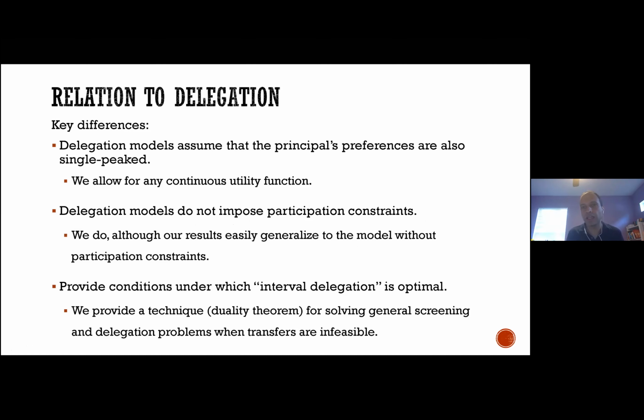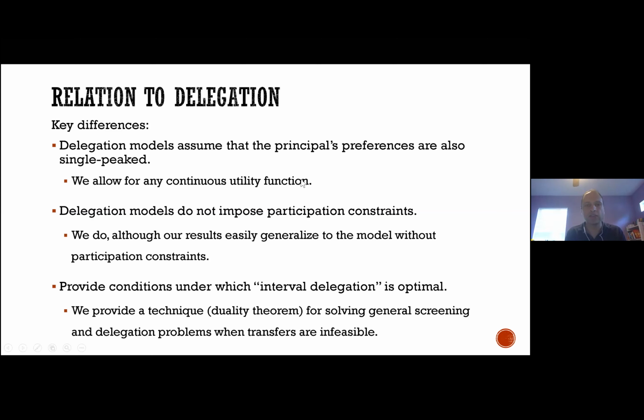The key difference between delegation and what I'm talking about is that delegation models typically assume that the principal's preferences are also single peaked over the space of actions. The principal has some ideal point, which might differ from the agent's ideal point, and he wants to make sure that when he delegates a set of actions, the agent chooses something close enough to his ideal point. But in my case, I'm not going to assume anything more than continuity of the principal's utility function. It could take any shape, single peaked or not. All I want is a continuous utility function for the principal.